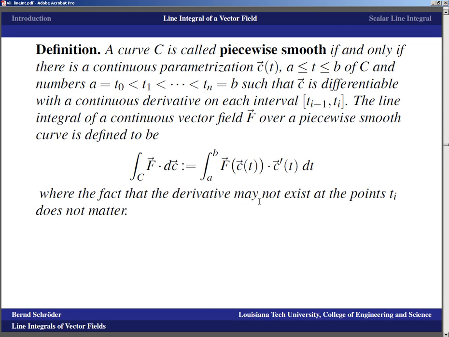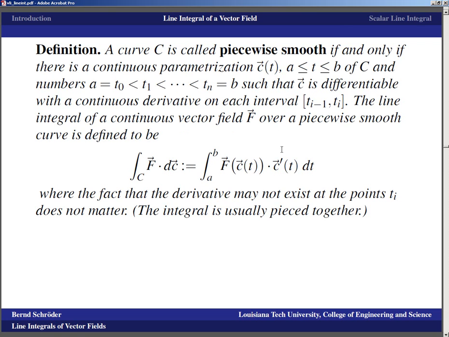dt, where the fact that the derivative may not exist at the point t_i actually does not matter, because for an integral, individual points, or a finite number of points at which the integrand is not defined, are insignificant. And in practice, what that means is that the integral is pieced together from the integrals going from t0 to t1, from t1 to t2, from t2 to t3, and as we have seen in the previous example, sometimes we don't even worry about piecing things together in such a way that the intervals are consecutive.